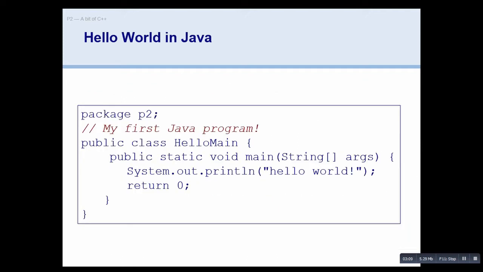Hello world in Java. Look at that. Hello world in Java. This is totally built in the classes. Java is a totally object-oriented programming language. C and C++ are not totally object-oriented, but C++ supports the object-oriented programming paradigm.